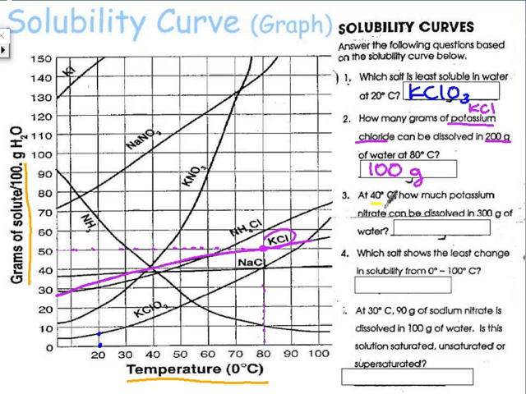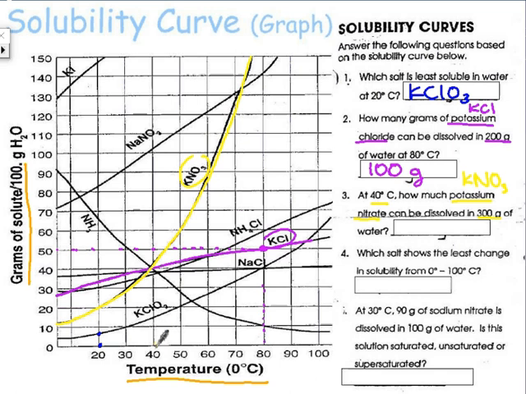So it says at 40 degrees Celsius, how much potassium nitrate can be dissolved in 300 grams of water? So I have to think, what is potassium again? That's K. And nitrate is NO3. So I find the line that is KNO3 because that's the one I'm going to be looking at. This one. I'm not going to care about the rest of these lines. I'm only going to look at this one line for this problem. And it says at 40 degrees Celsius. Notice I'm underlining things as I go so I don't have to keep reading this.